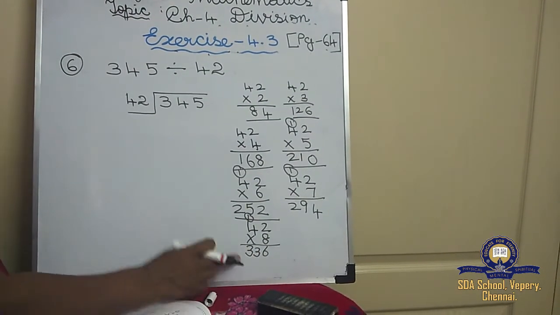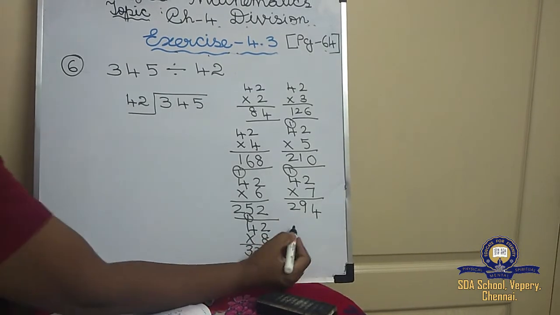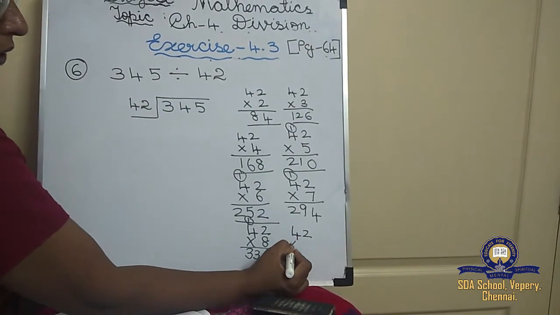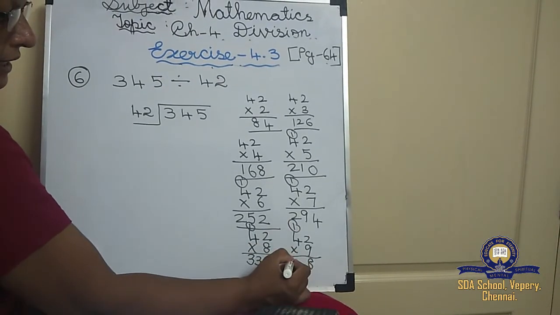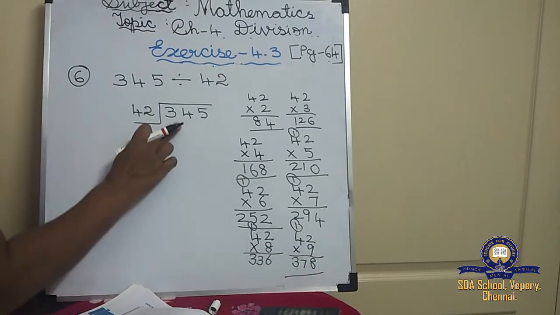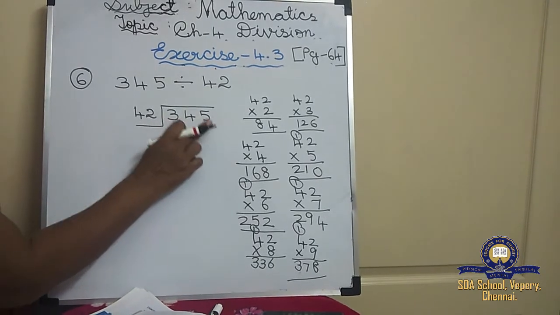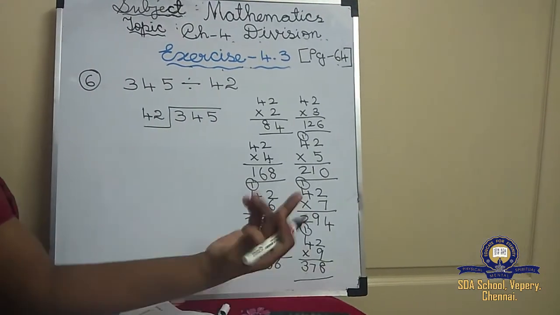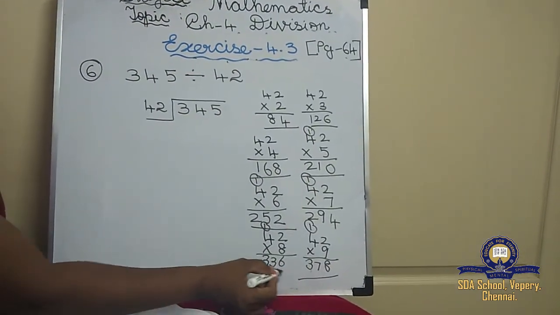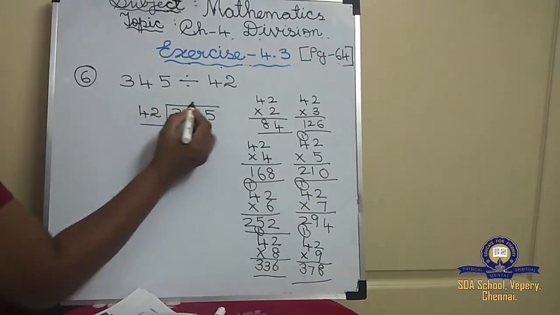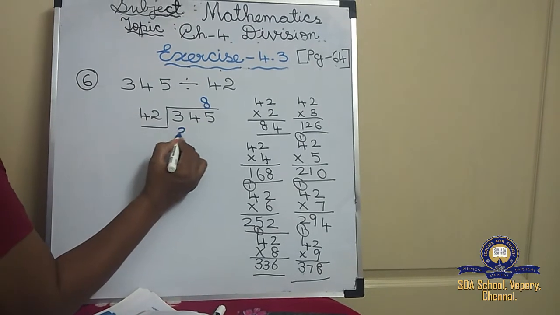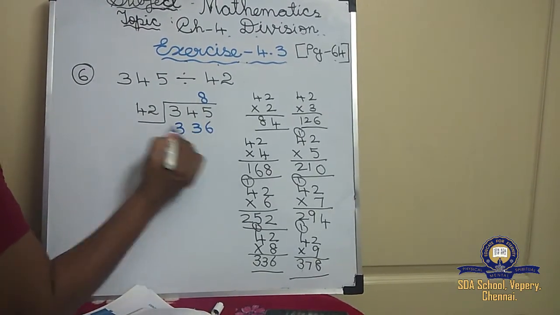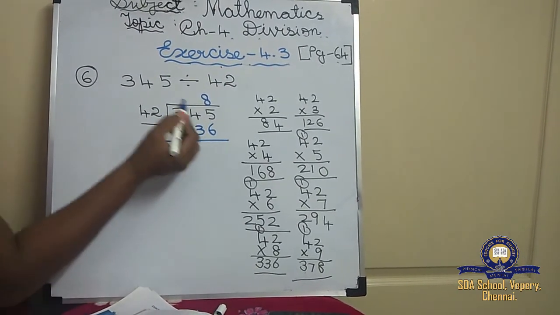So what can you do? See, you have to write this one only. Because 42 nines would be what? 9 twos are 18. See, 378 is coming. But what's the dividend here? 3, 4, 5. Here it is 3, 7, 8. So you can't use it. So the next number only you have to write. So 42 eights are 336. Okay, children.